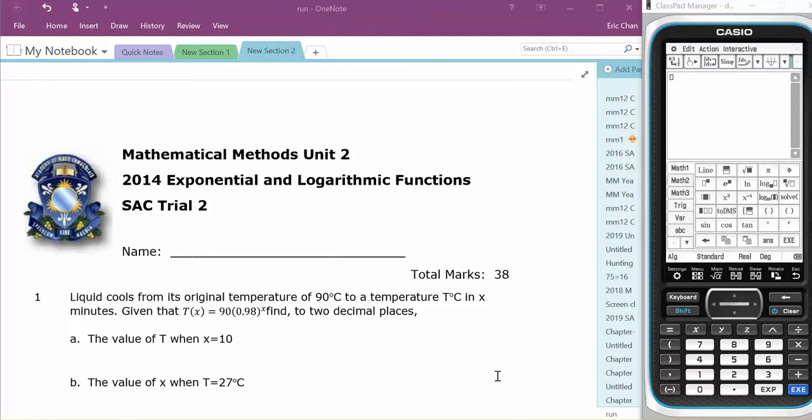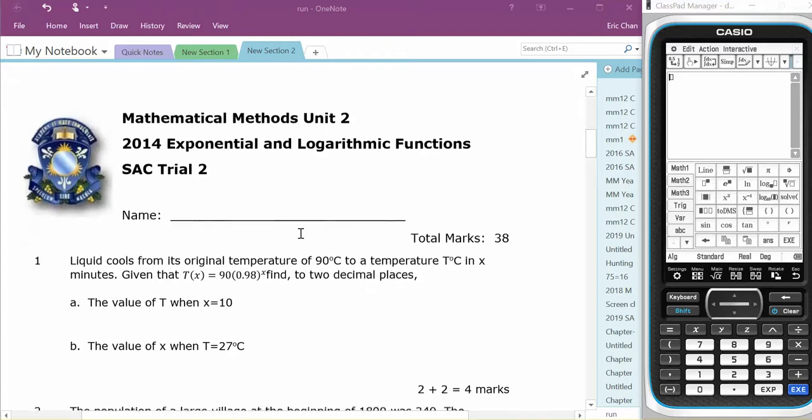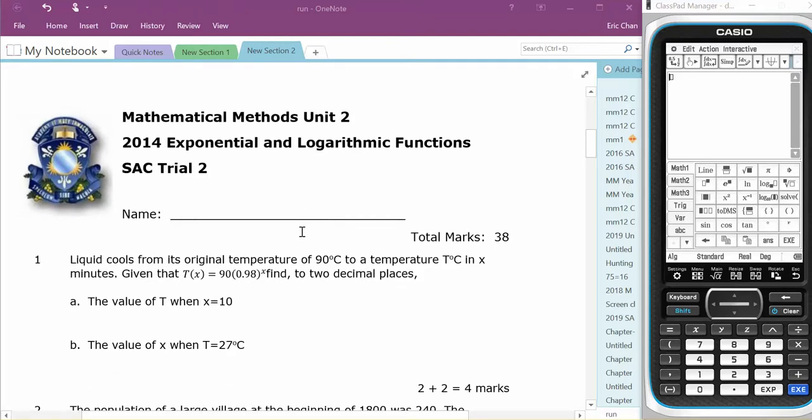For year 11 methods, we're going to look at the 2014 SAC 1 due in class. We'll just go over it and I'll give you some tips as to how to approach SACs like these. Okay, so we've got a liquid that cools from the original temperature of 90 degrees, and it's given by this formula.